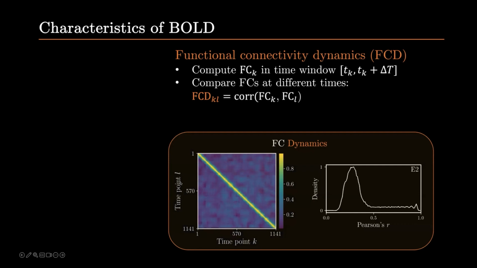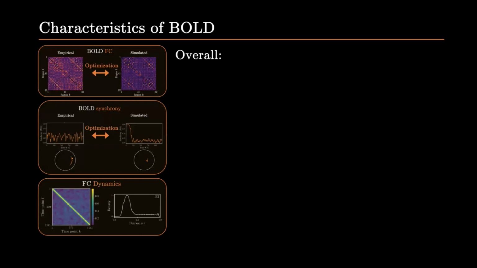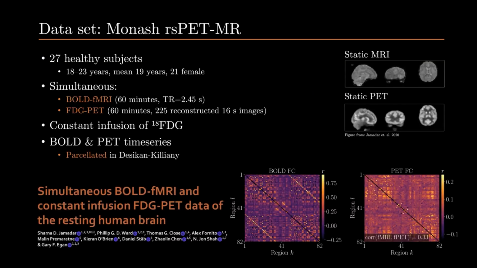So we have an FCD matrix from which we compute this distribution. So to recap, we have static functional connectivity, we have synchrony, and we have functional connectivity dynamics taken into account for our optimization of the model. Next, we actually optimize these parameters. We actually optimize our model to match the empirical data.